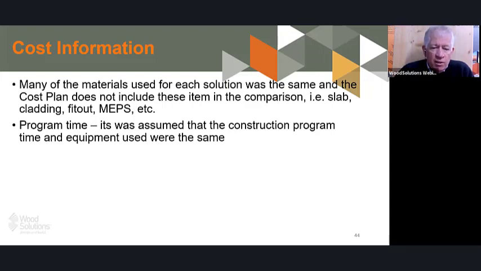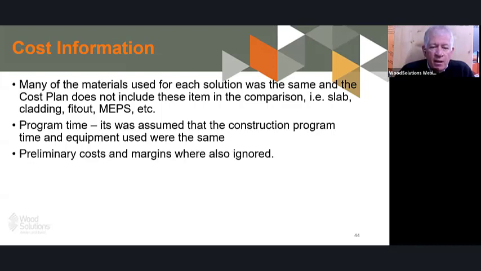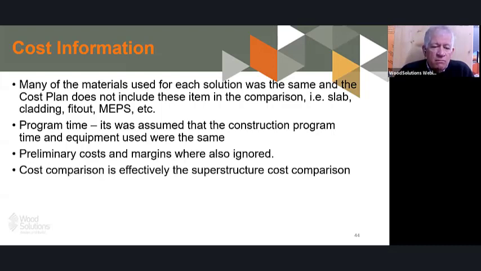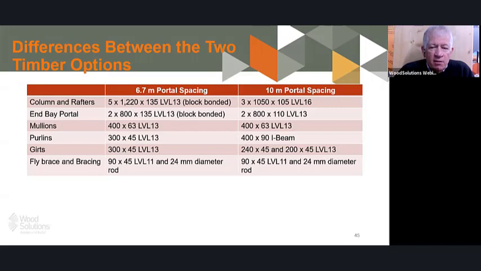Again, that was probably a conservatism built into the cost plan, but it was trying not to bias one result over another. The preliminary costs and margins were also ignored, and when it comes down to it, what we're effectively doing is a cost comparison of the superstructure, and that was basically what was looked at in the study. So, a little bit of comparison between the two timber options.